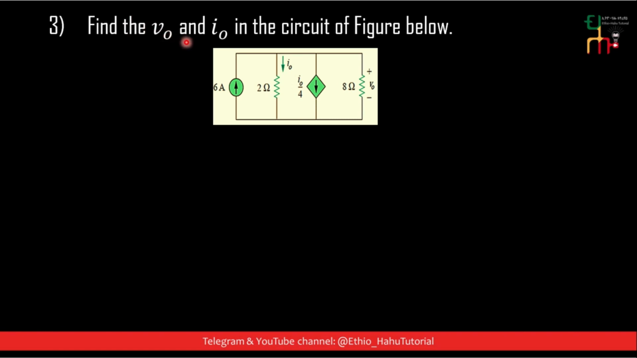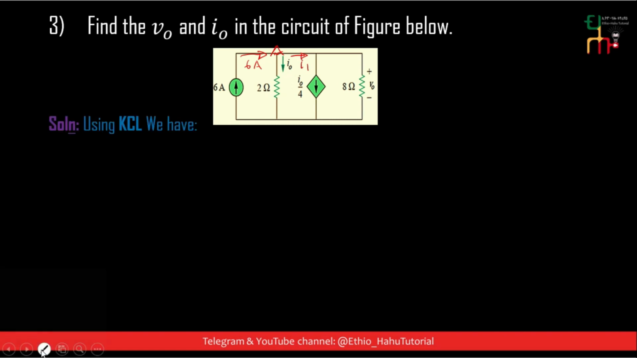find VO and IO in the circuit of figure below ነው የሚለን። ስለዚህ IO ማለት the current through this 2 ohm resistor ነው። V0 ማለት ደግሞ the voltage drop across this 8 ohm resistor ነው። ስለዚህ የተጠየቅነው ሁለቱን ነው ማለት ነው። ስለዚህ ወደ ሶሉሽናችን ስንመጣ ይሄኛውን ኖድ A ብንለው the current entering to this node A is 6 ampere and the current through 2 ohm resistor is I0 and the current through this wire is let's say I1.